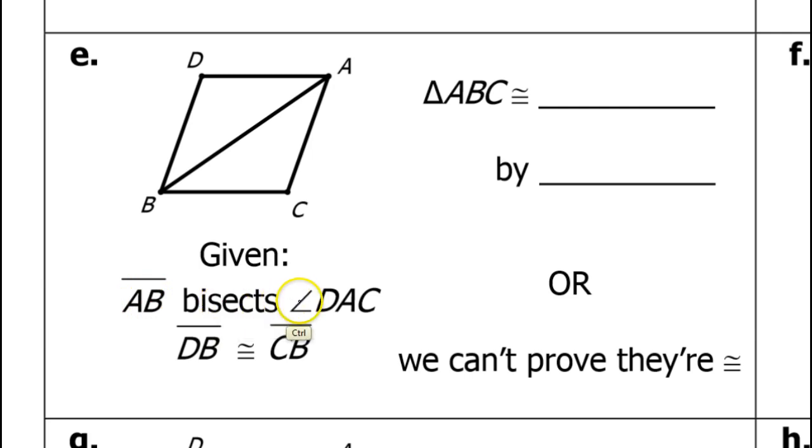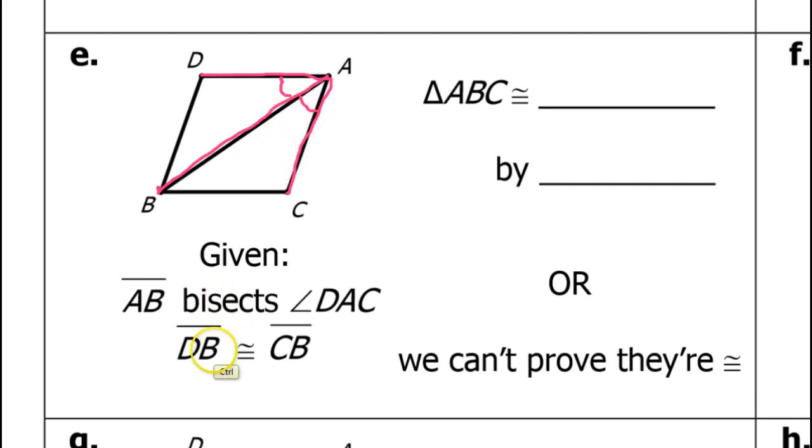AB bisects DAC. So look, angle DAC is this angle over here, DAC. And AB bisects this angle. Bisect means cut in half. So this is AB. AB comes along and splits that first angle in half. So it creates two congruent angles, two halves. So these are the two angles that have to be congruent to each other.